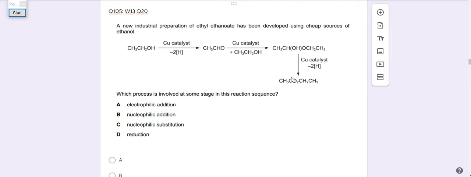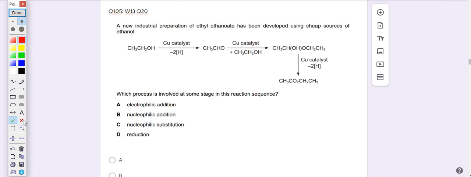So we are going to look at each step and try to identify what is the reaction involved in every single step. Now the first one, we have alcohol turning into aldehyde. Now this is something that you know, okay, it is actually an oxidation. Although they use something that you're not very familiar with, a copper catalyst, they give you some clue, -2 hydrogen. Removal of hydrogen or adding oxygen will be an oxidation reaction.